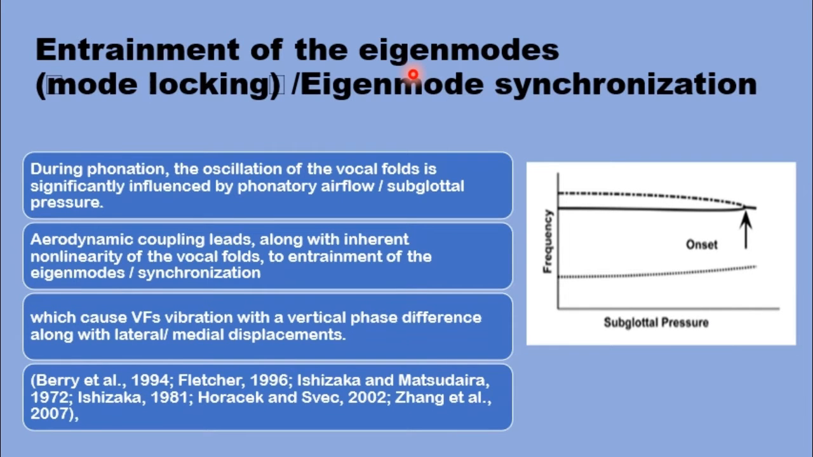Entrainment of the eigenmodes, the mode locking, is a phenomenon that describes how two or three eigenmodes can synchronize together so that their individual patterns of movement can be combined to form a final outcome, much like we have just described of the lateral and medial displacement of the vocal folds combined with the convergence and divergence of the glottal canal at the same time.